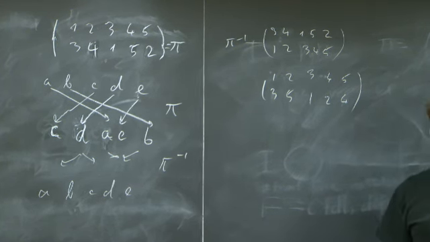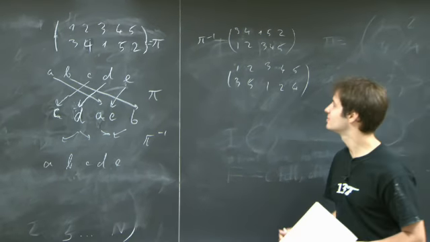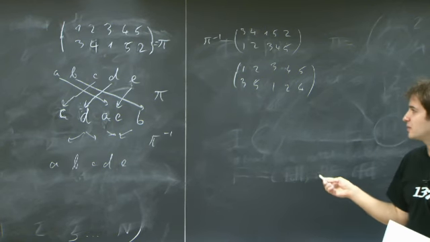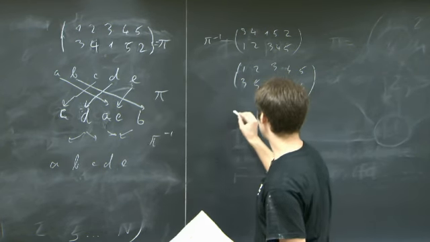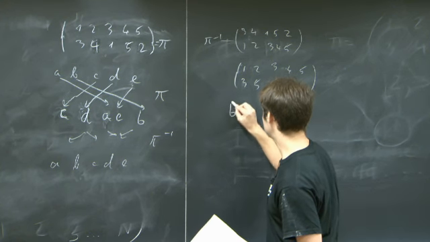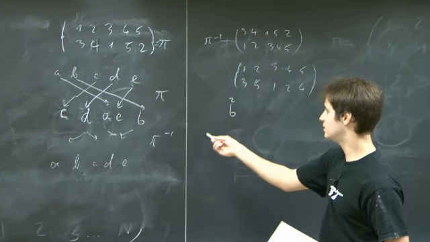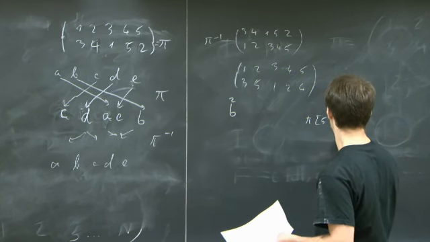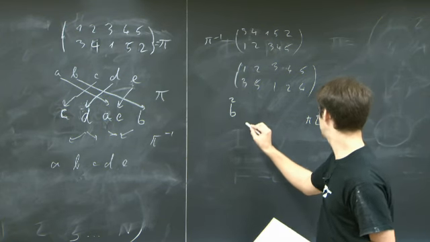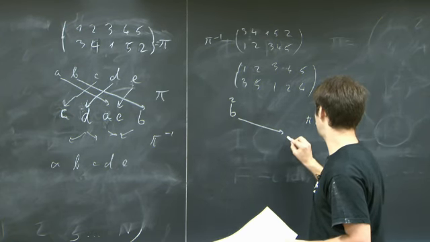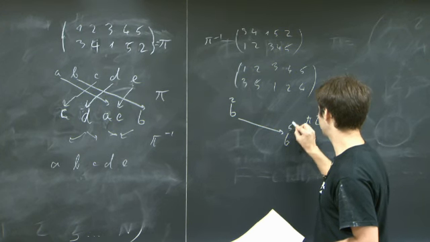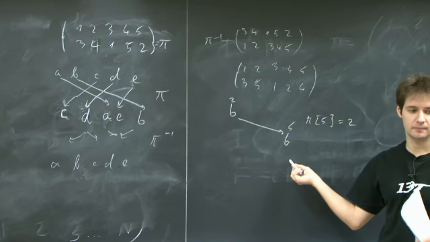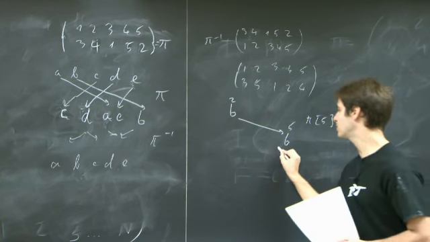Did you guys come up with it? Congrats. So this is how you compute an inverse. Let's figure out why you compute an inverse that way. Let's look at B. B starts out at position 2. Pi of 5 equals 2, which means that after applying pi, B is going to go to position 5. So pi inverse has to take B and put it back to 2, right? Otherwise it's not a good inverse.